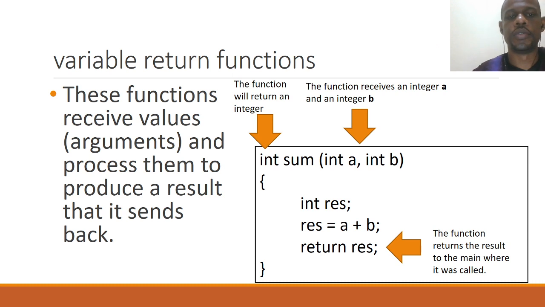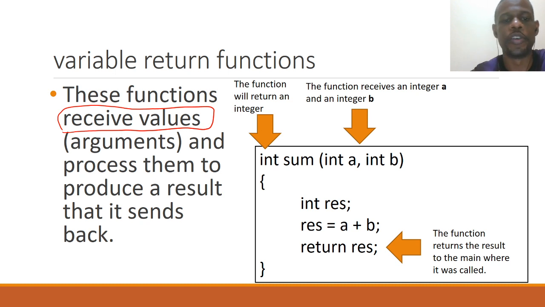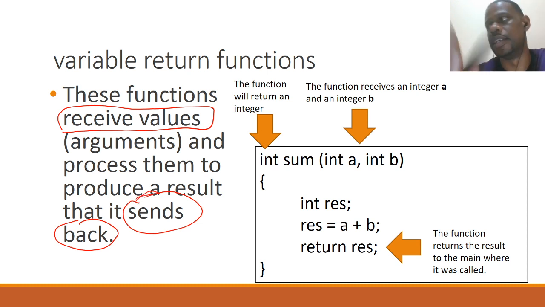Variable functions now, they receive values most of the time. Sometimes they do receive values, but it depends. For the most part, you will do variable functions that receive values, and it sends it back. Now, it doesn't always work like this, but for explanation purposes, you need to understand that this is how you would most likely do it. So, because it's returning something, you have to say what type of variable it's going to return. This is going to return an integer.